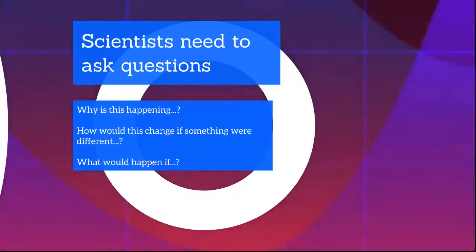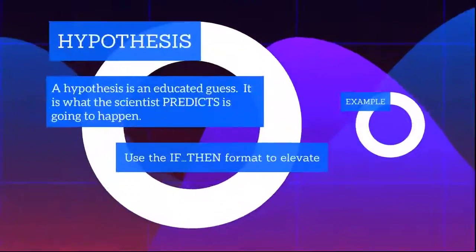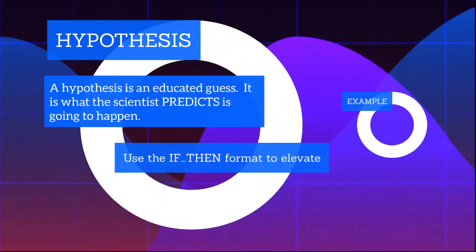So why is this happening? How would it be different? And what would happen if? The next step to the scientific method is hypothesis. A hypothesis is an educated guess. It is what the scientist predicts is going to happen. So again, hypothesis, educated guess. You can use the if-then format to elevate.